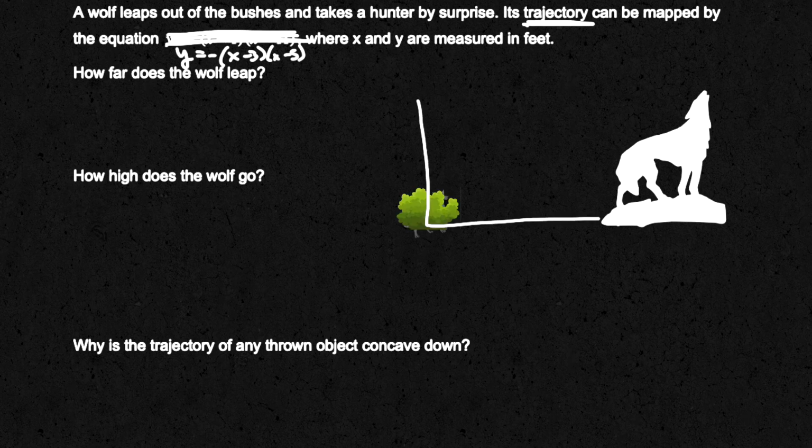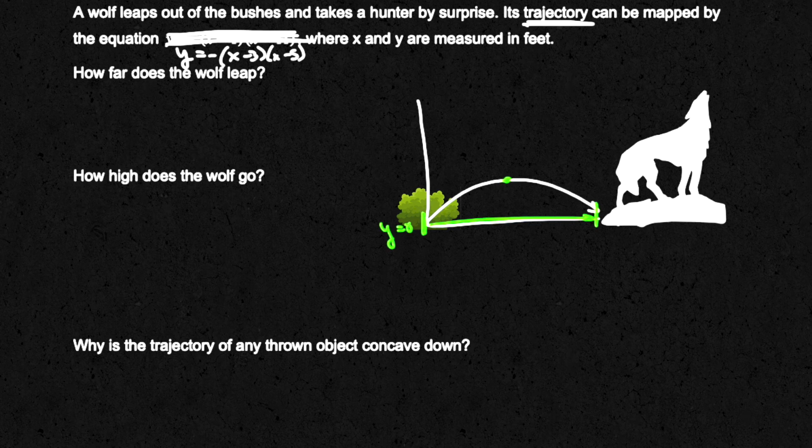So again, let's think of the path, because it says that this is the trajectory. That's the path that the wolf leaps. And I know that when the wolf leaps in the air, it's going to look something like this, basically like the baseball did. So to figure out how high the wolf goes, I actually have to figure out the vertex. So that's going to take a little bit of work, because I don't know where this point is right now, but I can figure out the x-intercepts, and that'll tell me how far the wolf leaped.